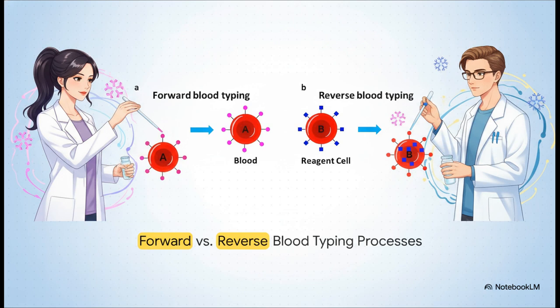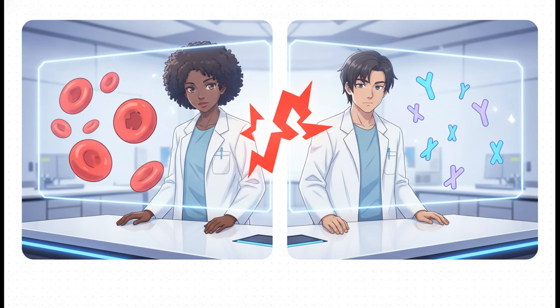Then we totally flip the script for reverse typing. The technician takes the patient's plasma and mixes it with known reagent cells to see what naturally occurring antibodies are hiding in there. And of course, careful mixing with totally separate applicator sticks is absolutely essential here to prevent cross-contamination. By running these two processes side by side, we create a built-in vital failsafe. An accurate ABO blood type is only officially confirmed when the forward and reverse results match perfectly.